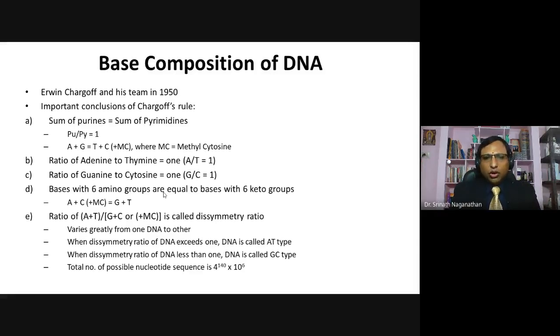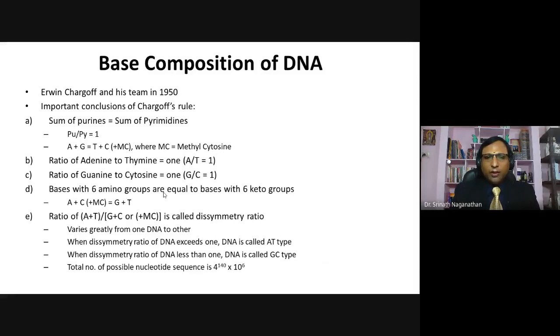So the ratio of adenine to thymine is equal to 1, so A by T equal to 1, and guanine to cytosine is 1, so G by C equal to 1. Bases with 6 amino groups are equal to bases with 6 keto groups. That is, A plus C or MC, that is methyl cytosine, is equal to G plus T.